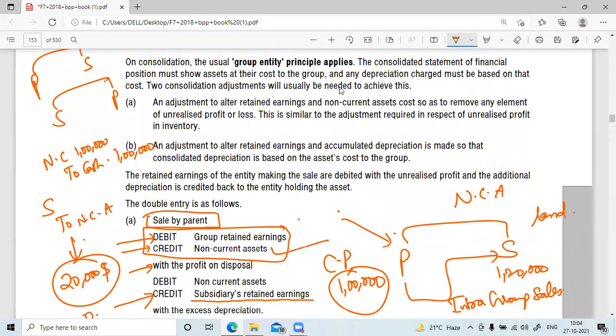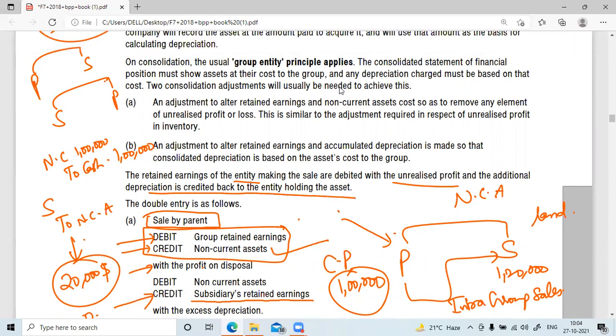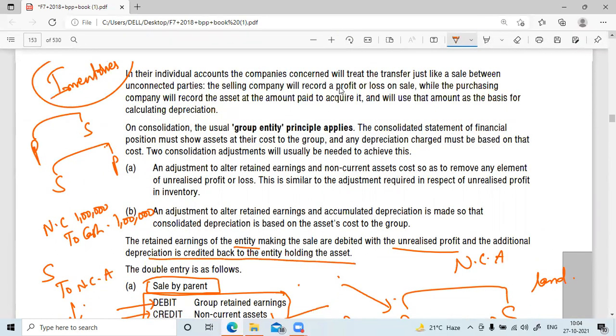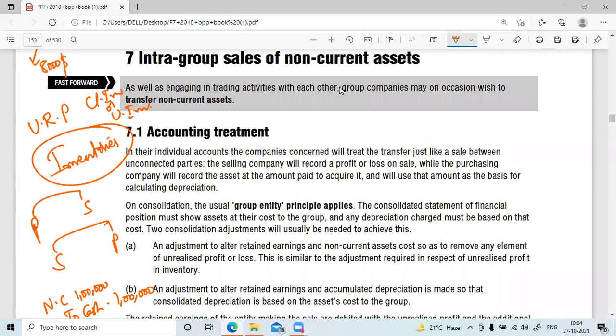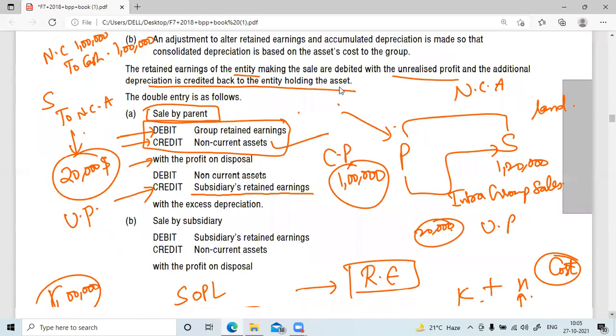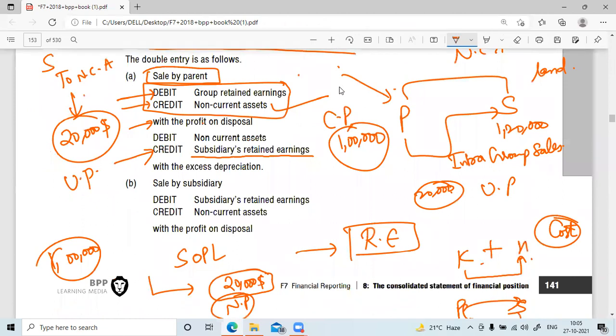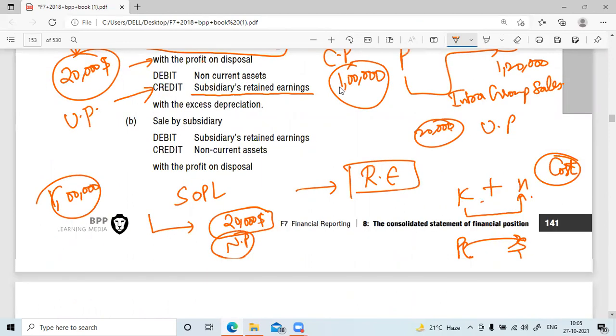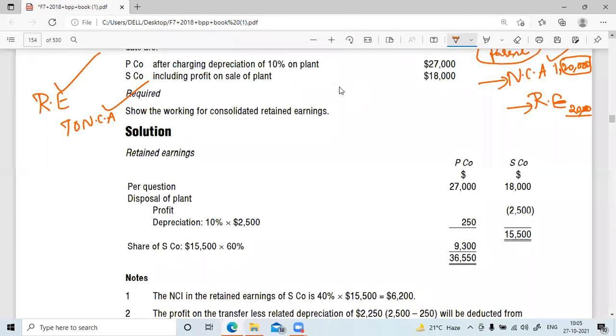Retained earnings of the entity making the sale are debited with the unrealized profit, and the additional depreciation is paid back to the entity. Okay. So we'll see a question, and after seeing the question, we'll easily understand this one. Please understand this question.